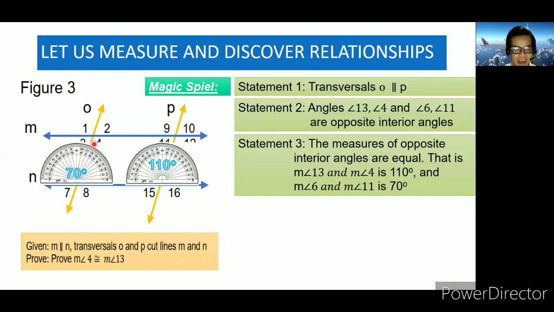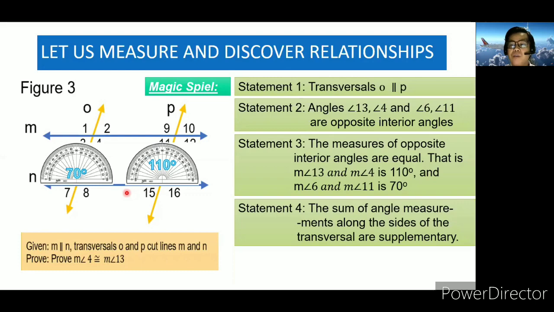Okay, so that's it. So remember always that your angle measurement here will vary depending on your drawing. So it does not matter at all, provided that statement number 4 will be satisfied, that the sum of angle measurements along the sides of your transversal are supplementary. So say for example here in our drawing that angle 6 is 70 degrees plus angle 4 is 110 degrees. So 110 plus 70 degrees has a sum of 180 degrees, which is a supplementary angle.